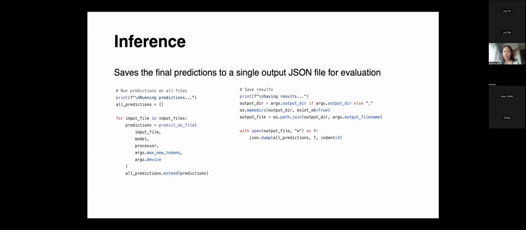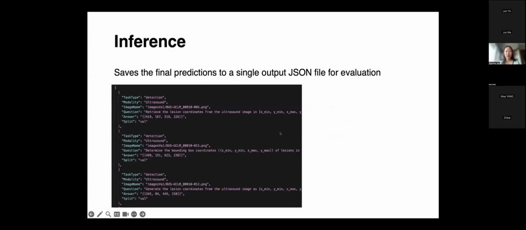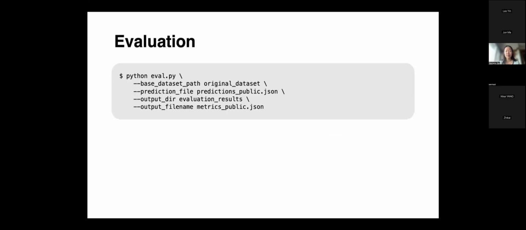Lastly, we save all questions in all datasets into a single JSON file for evaluation. So your answers for all questions should be in a single JSON file like this. Finally, the evaluation script compares the predictions to ground truths and calculates the evaluation metrics mentioned before.